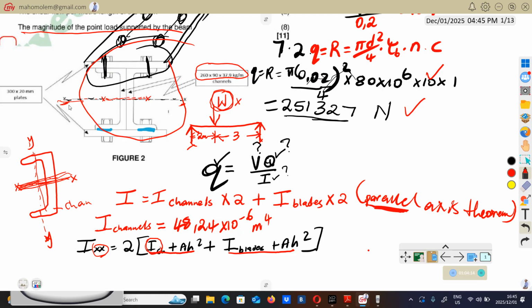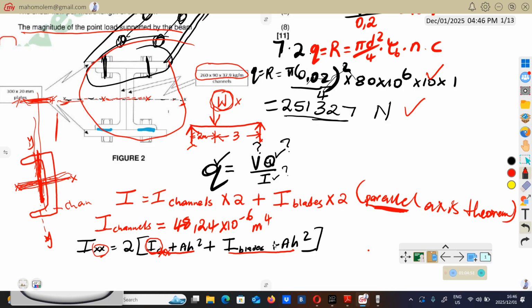This XX is parallel to this black XX. This YY is not parallel. This one is going to be perpendicular to this XX here. So we're not going to use the perpendicular one. We're going to use the parallel one. So that's why here from the steel table, we're going to use IXX. From the steel table, you'll have two values, IYY and IXX. So this one we're going to use IXX. We use the one parallel.